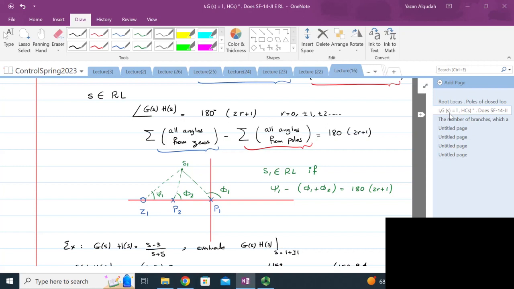If S1 is on the real axis, all the poles that are off the axis, their contribution is going to cancel out. A pole on the right is going to contribute 180. A pole on the left contributes 0. Make sense? A 0 on the left is going to contribute 0. On the right, 180. Together? So the only way I'm going to have 180 is if I have on the right an odd number of poles and zeros. Make sense? An odd number of poles and zeros.